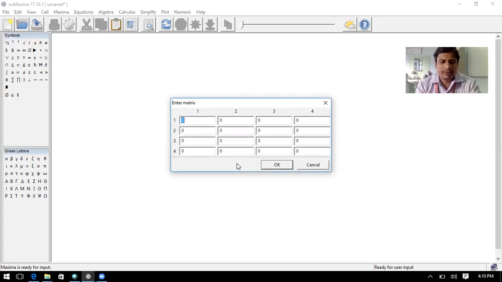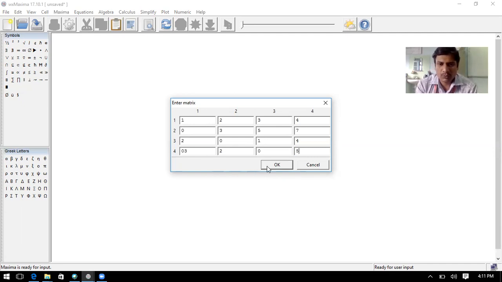The first row is 1, 2, 3 and 4. Next, the second row is 0, 3, 5, 7. Next, the third row is 2, 0, 1, 4. Next, the fourth one, that is the last row, is 3, 2, 0, 5.